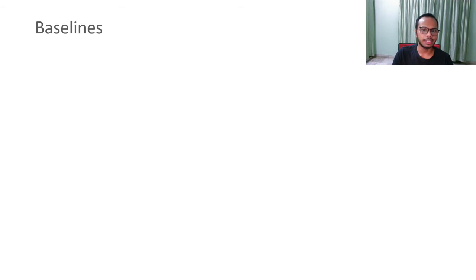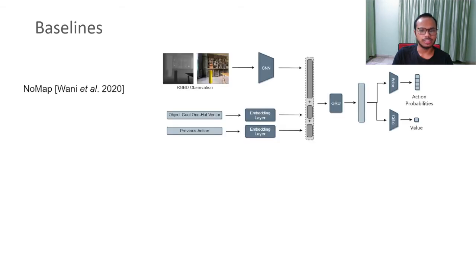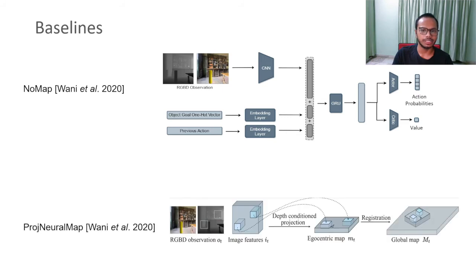Here we discuss our baseline agents. First is the NoMap agent, which processes RGBD observations, object goal information, and previous action, and passes it through actor and critic heads to obtain action and value function. Second is the ProjNeural agent, which builds and uses a semantic spatial map in addition to the NoMap agent architecture. Both of these are trained using the PPO algorithm.